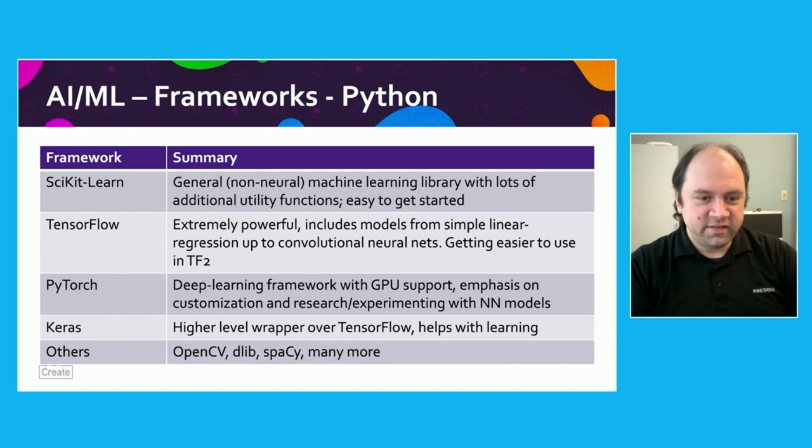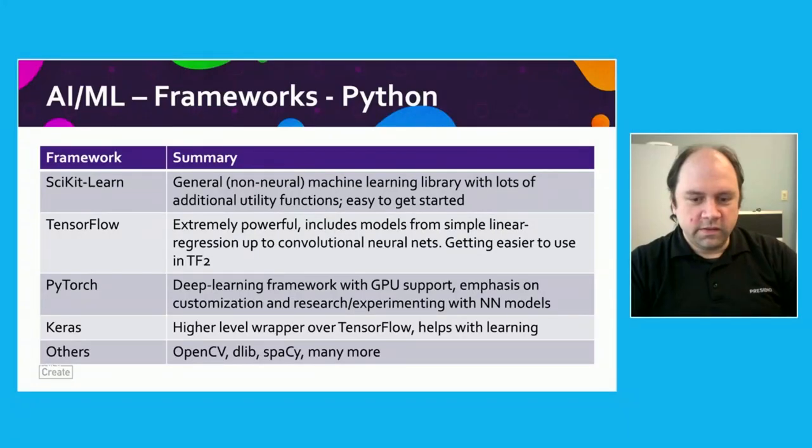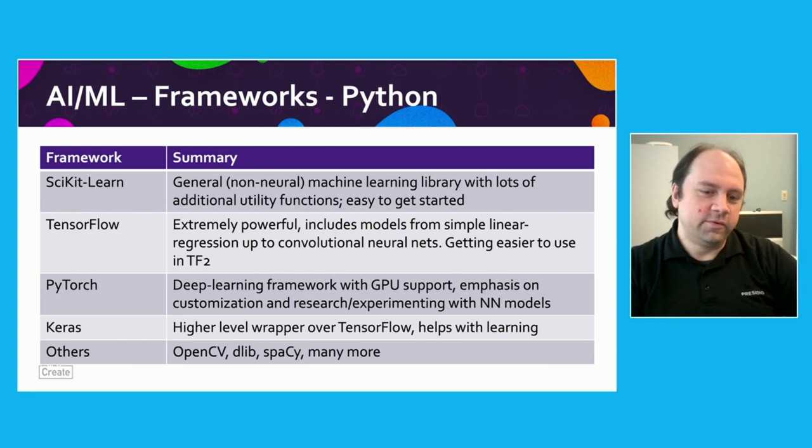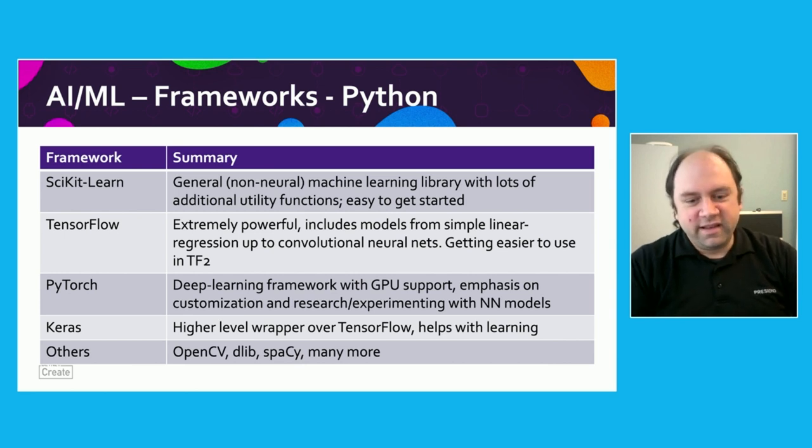There are a bunch of others. TensorFlow is one you've probably heard of. PyTorch, Keras, these are all different ones that add some GPU support, add actual neural network kind of modeling, and it's all great to experiment with. And there's even some others that I listed down there below. They're more specialized; OpenCV and DLib are for image processing. spaCy is very heavy on natural language processing and so on.